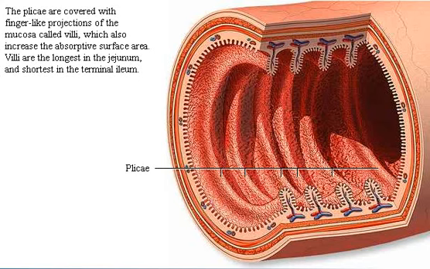The plicae are covered with finger-like projections of the mucosa called villi, which also increase the absorptive surface area. Villi are longest in the jejunum and shortest in the terminal ileum. Click the villi.